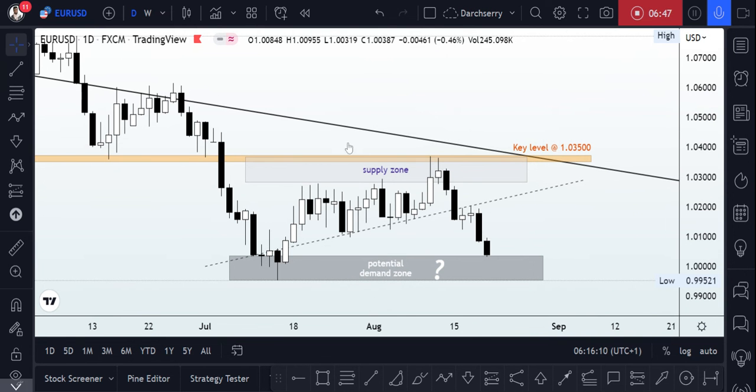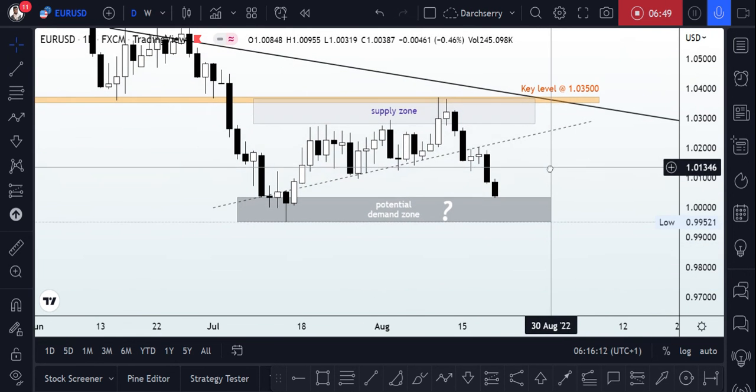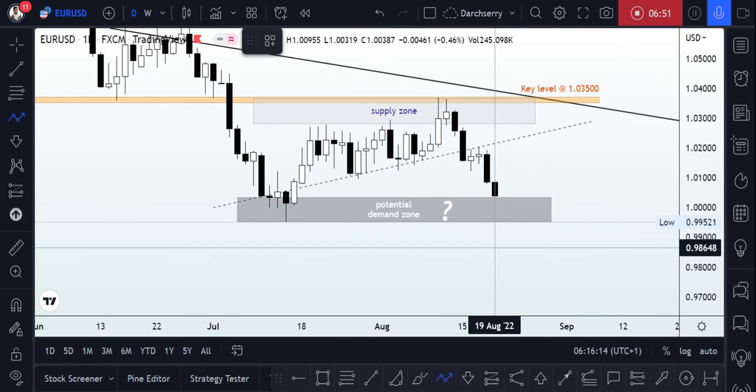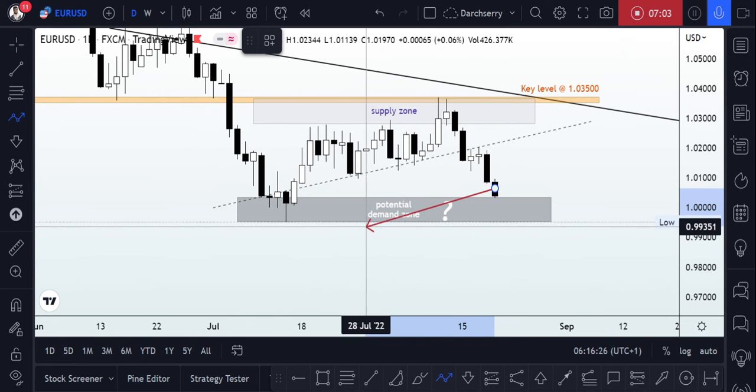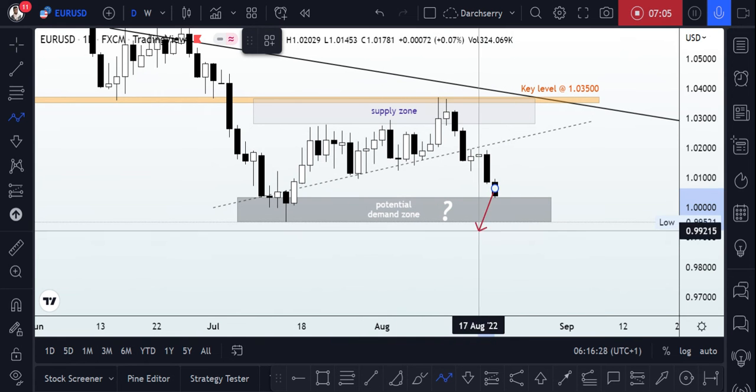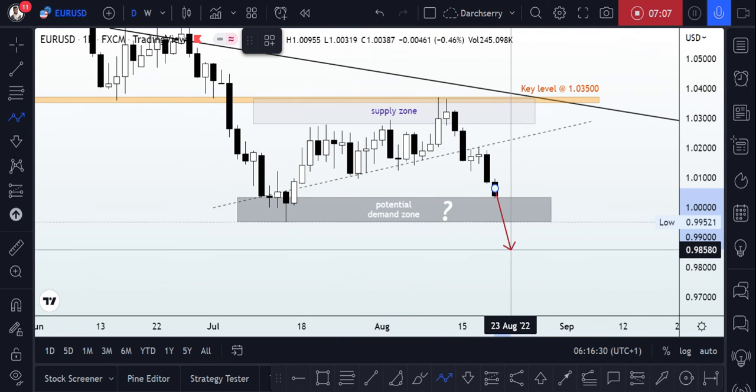The other scenario we might be looking forward to here is if we witness an outright breakdown of this demand zone here at the 1.00 level. If we see an outright breakdown of this area, that is, probably an engulfing candle that takes out all the buying positions from this point, then that will give us a signal that we are going bearish.